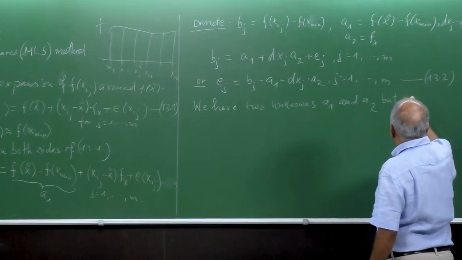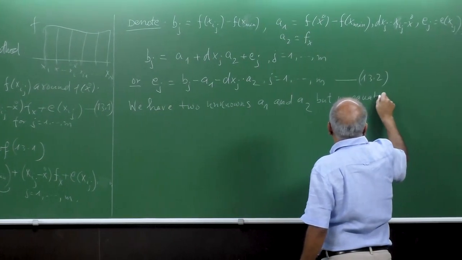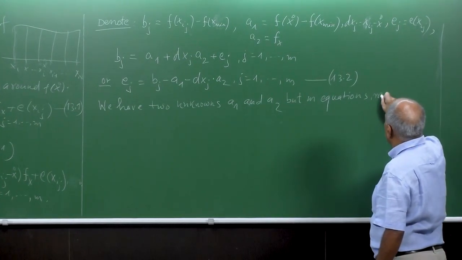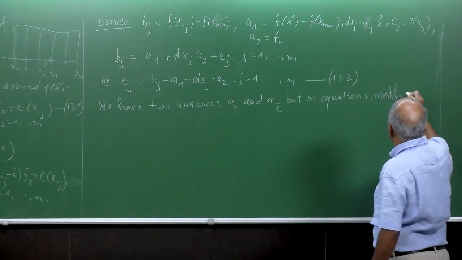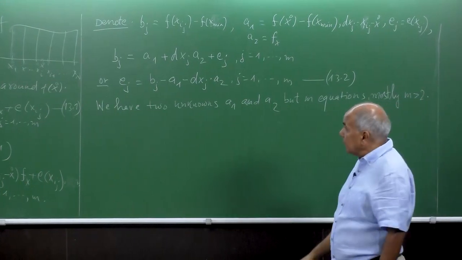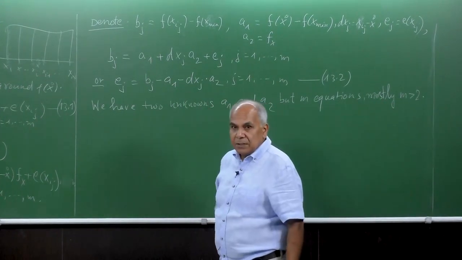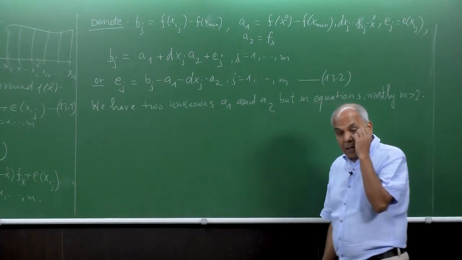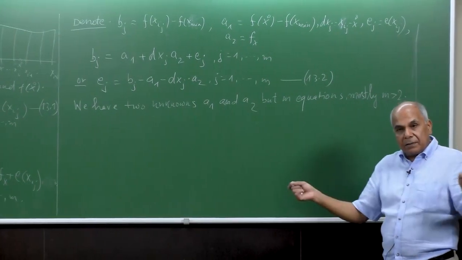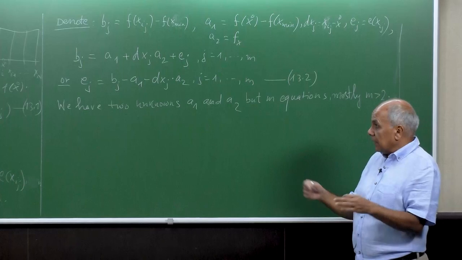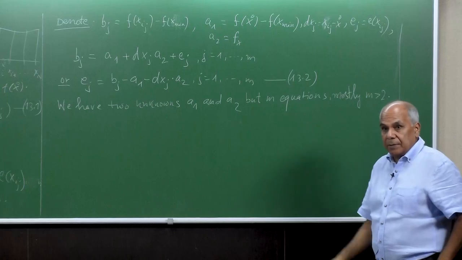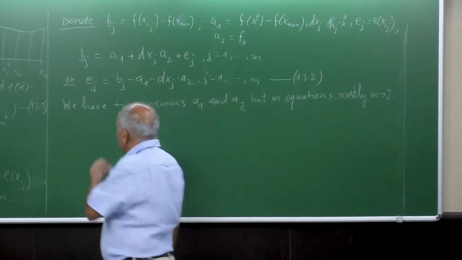but m equations, mostly m is greater than 2. So if m is equal to 2 it is also fine, because we have two unknowns and two equations, which looks like a finite difference idea. But we have chosen a little bit larger radius for looking at the neighbors, so that we always get a minimum of 3 neighboring points.